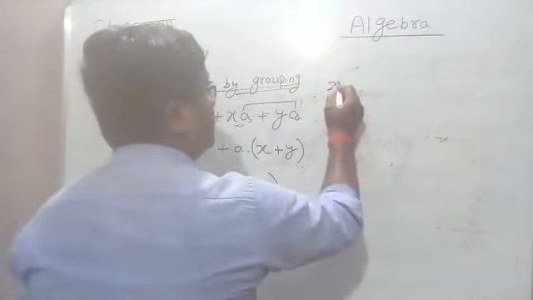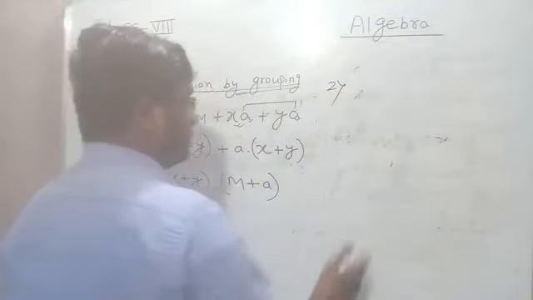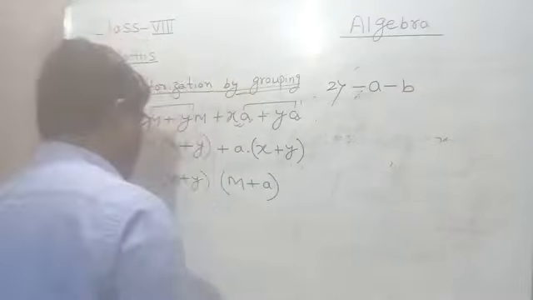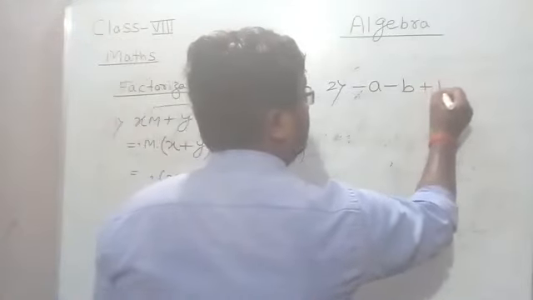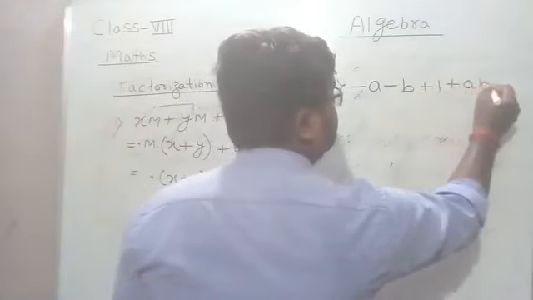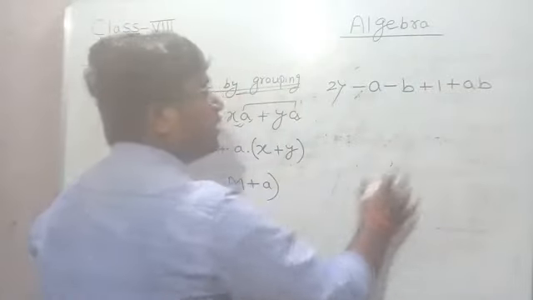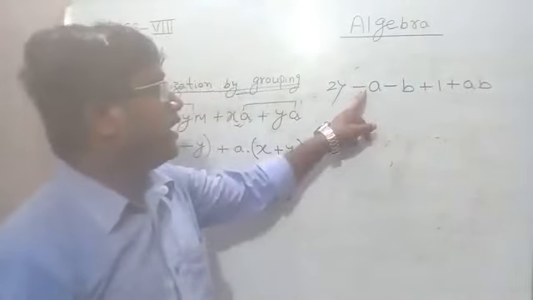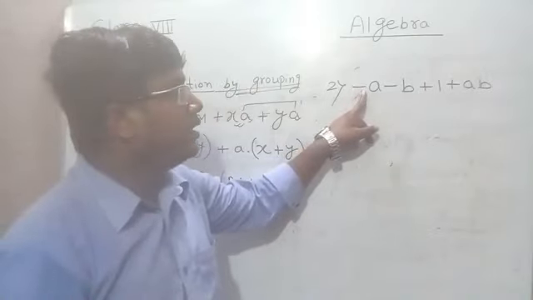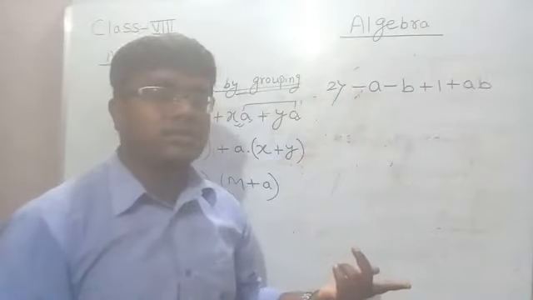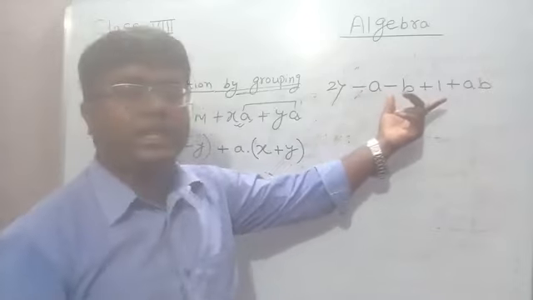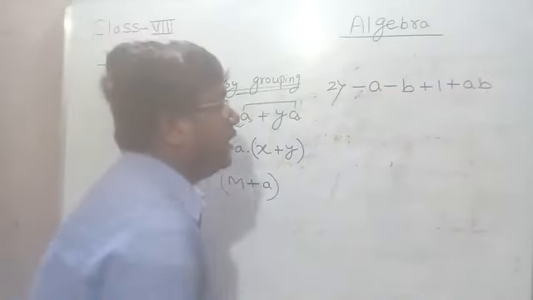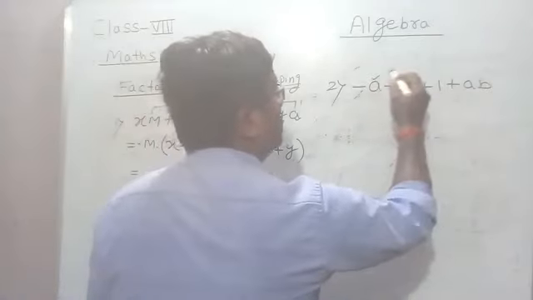Example number 2. The question is ab minus a minus b plus 1. In this question also we have to make a group. Here it is a negative sign, so which 2 terms will you take to make a group? So I am going to take these two terms.